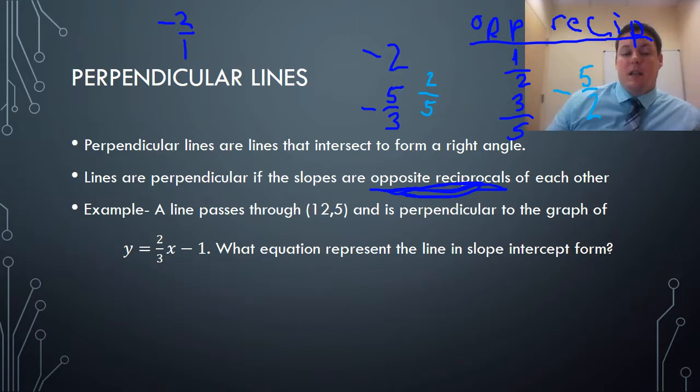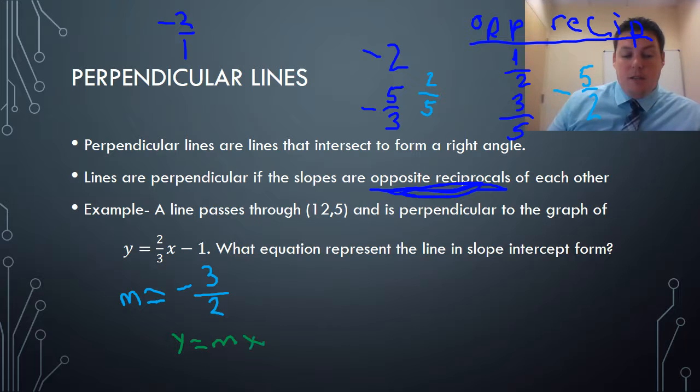Hopefully that makes sense. So here, if we're looking for a line perpendicular to the one we found before, the slope of our new line is going to be -3/2. So now we have to plug that into our equation, y equals mx plus b.